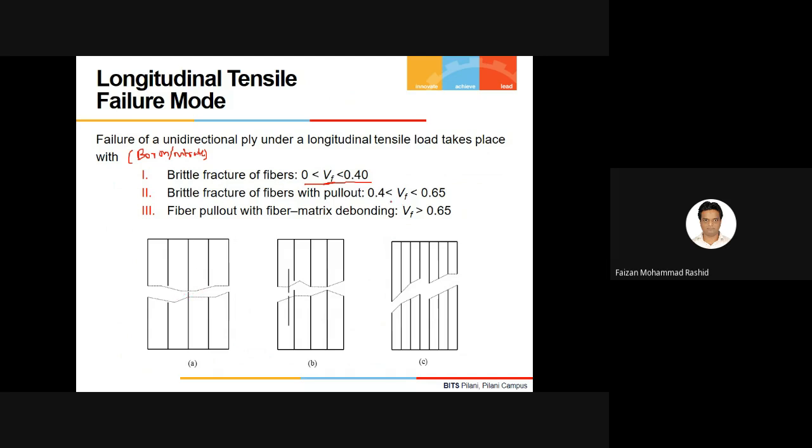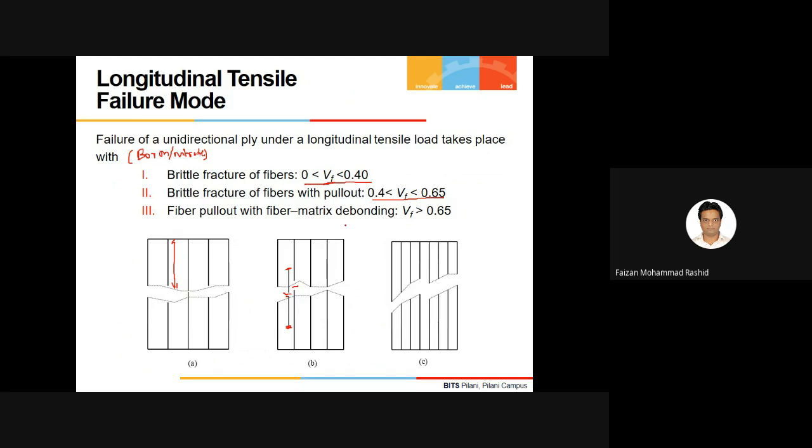Now, for fiber volume fraction from 0.4 to 0.65, there will be breakage and there will also be some fiber pull out. You see here, the fiber is pulling out. What is pull out? It is very easy to see here. Here there is a breakage, but you see the fiber ends are intact. But here this fiber has broken and left this end, and it is coming out here. You are able to see the difference. This is called fiber pull out.